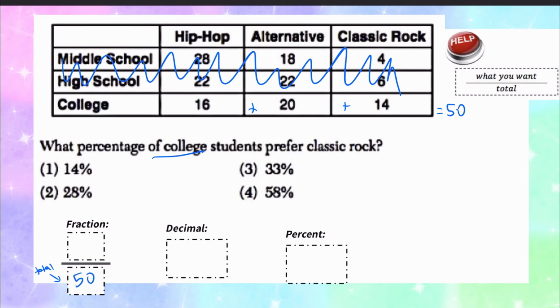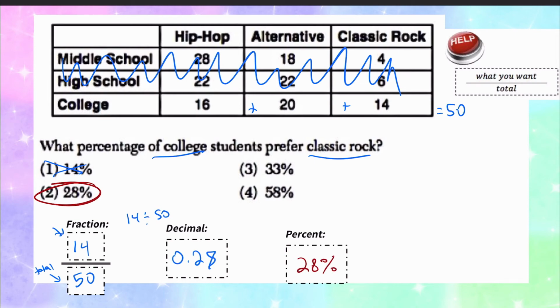What goes in the top of my fraction if I care about the percentage of college students who prefer classic rock? That would be 14. Now, if I want to convert this to a percent, I have to go through division. I can't just say, oh, 14, that's in my numerator, that's my answer. 14 would not be correct because it's 14 out of 50. 14 divided by 50 is 0.28. What is 0.28 as a percent? Well, that would be choice 2, 28%.